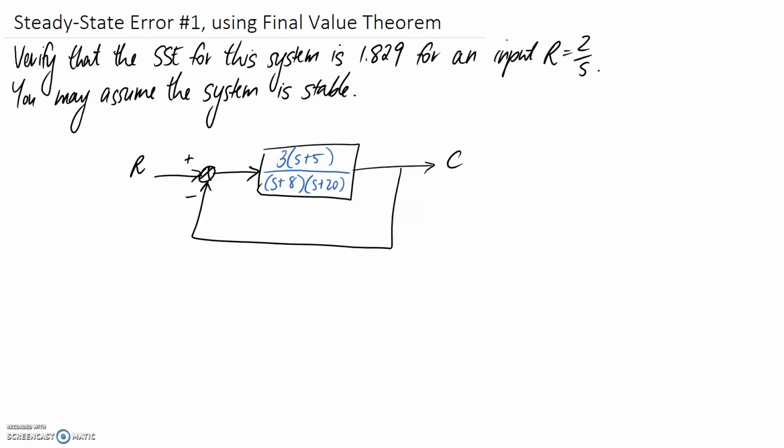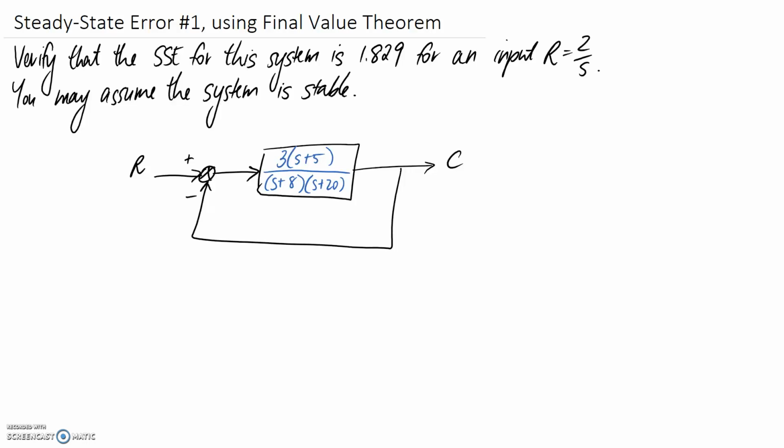So for this question, we're going to verify that the steady state error for the system is 1.829 for the input of 2 on S, and we're going to assume that the system is stable. This is the same question as what I did in a previous video, but I did it using the error constant method. So this video is going to show that either method will work. Pick the one which you prefer.